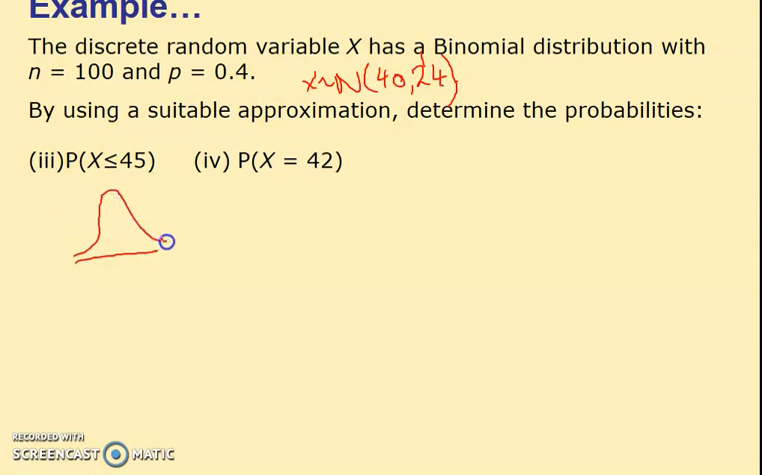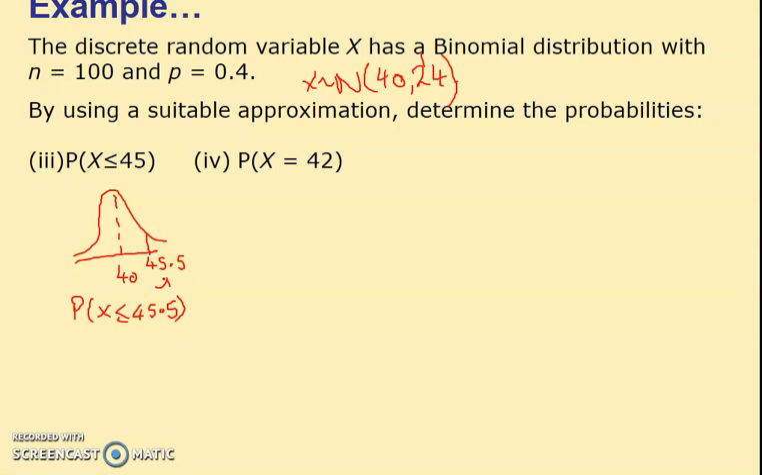So all this is about is trying to get you to understand how to decide. Now 40 is there. There's 45, a bit to the right. But it says less than or equal to 45. So this time I've got to go slightly this way. I'm going to use 45.5 because of the equal sign. So the probability then of x is less than or equal to 45.5 with the continuity correction in place.